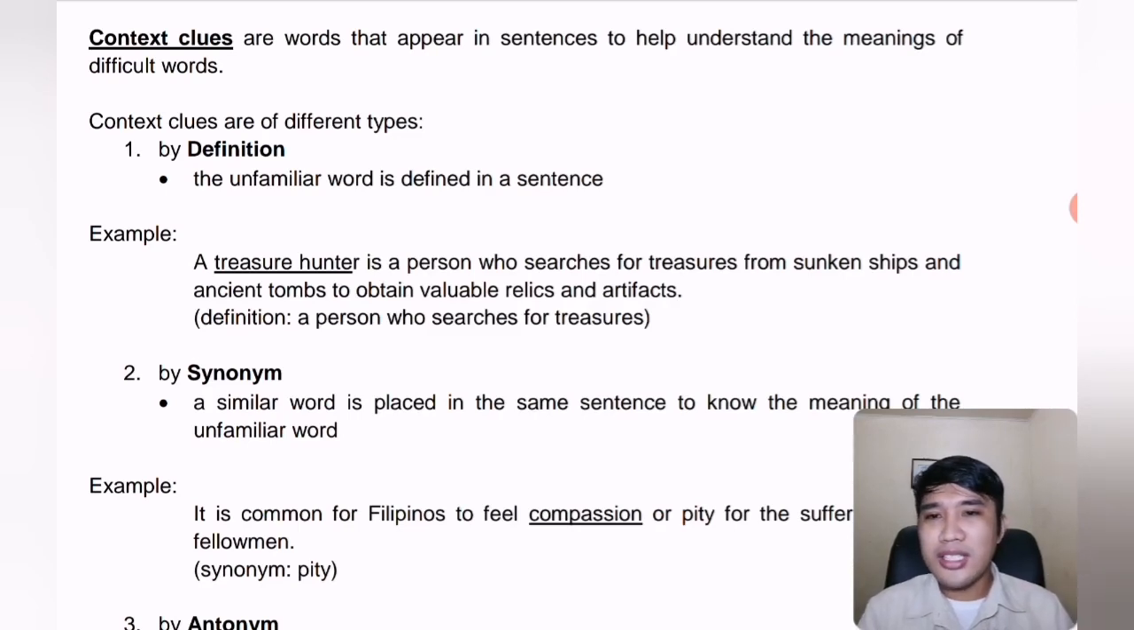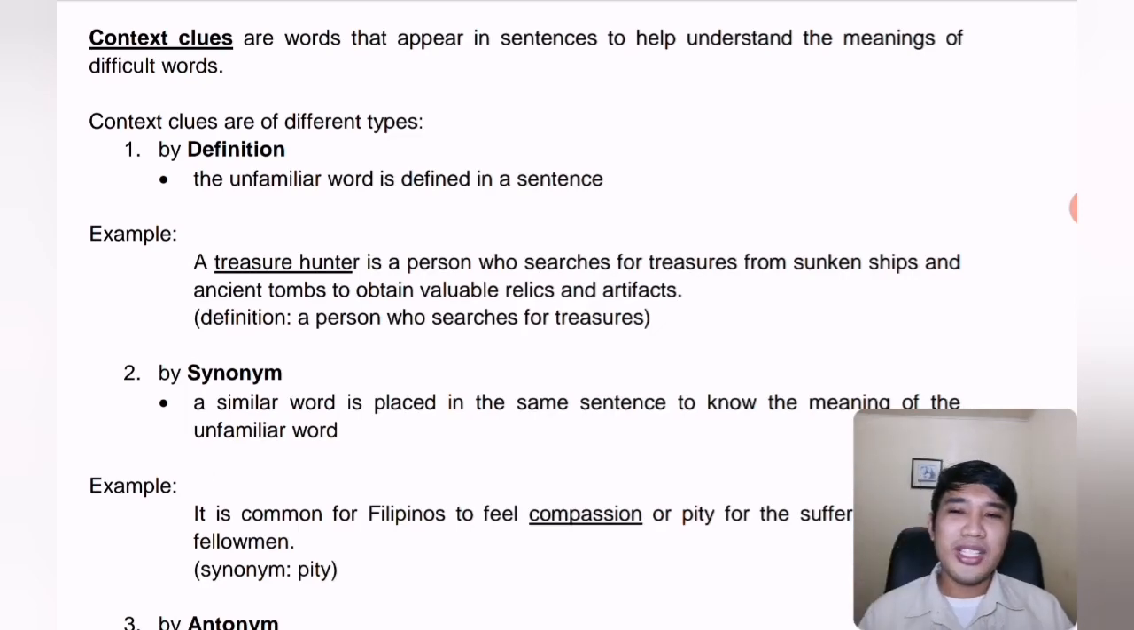Now, how can we understand this unfamiliar word? By the context clues. And in this sentence, there's a definition. So what's a definition? A person who searches for treasures. So using this definition, it's a giveaway. We learned the meaning of the word treasure hunter. A person who searches for treasure. So this is the easiest type of context clues. And we hope that each sentence, there are clues like this because it's like a spoon feeding. We're able to understand right away the meaning of the unfamiliar word by definition.